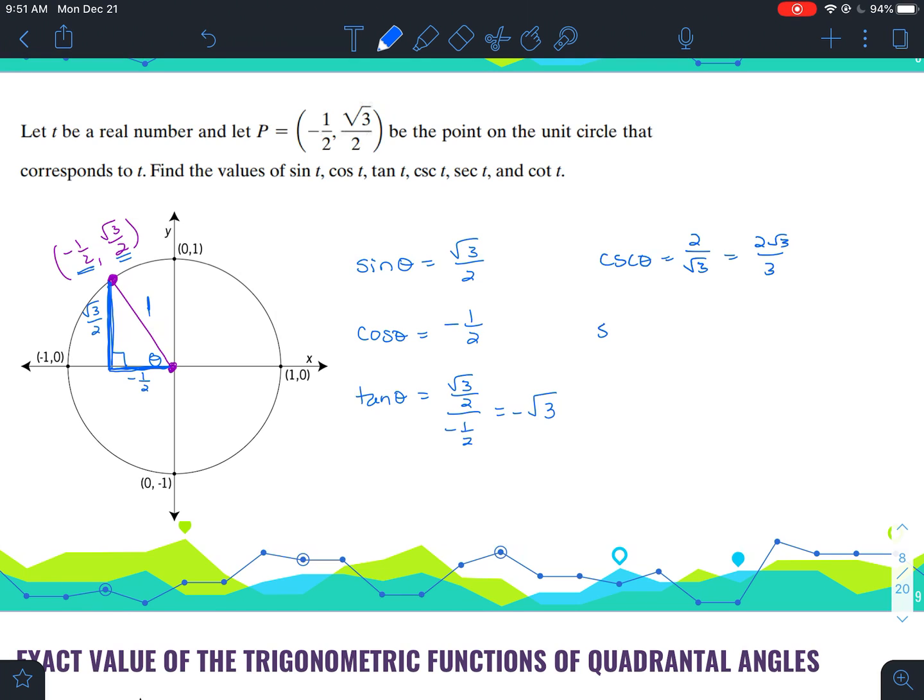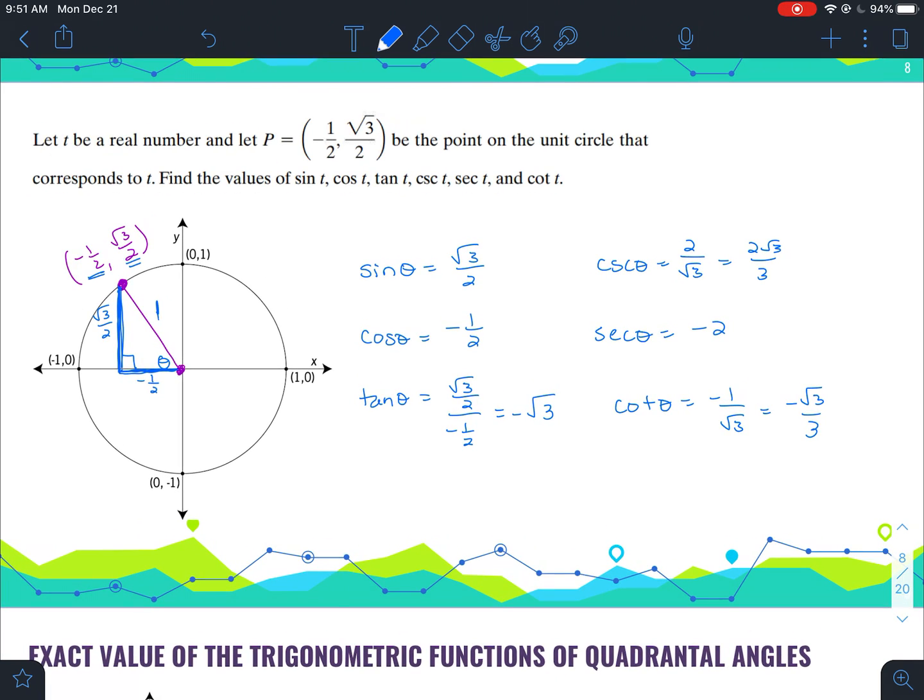And then flip all of those over. So the cosecant of that angle is going to be 2 over root 3, which is 2 root 3/3. The secant of that angle, flip over cosine, you get -2. And the cotangent of that angle, flip over negative square root 3, and you get -1 over root 3, so negative root 3/3.